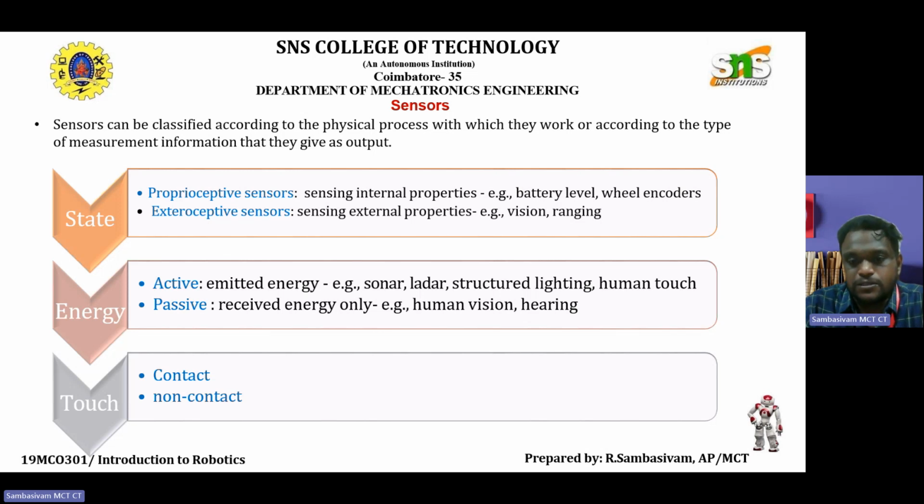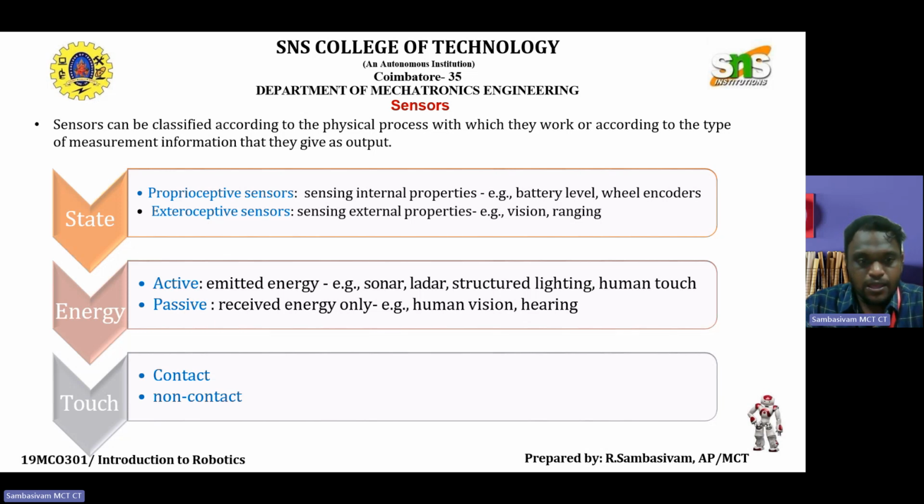State means proprioceptive properties, right? Normally the proprioceptive properties are sensing properties like battery level, encoders, and ranging sensors, which are used for industrial purposes. The exteroceptive sensors are used to enable sensing of external properties like vision, ranging, and input sounds.